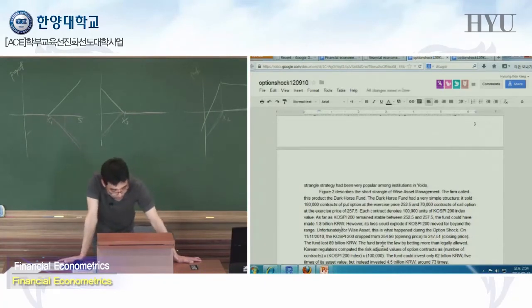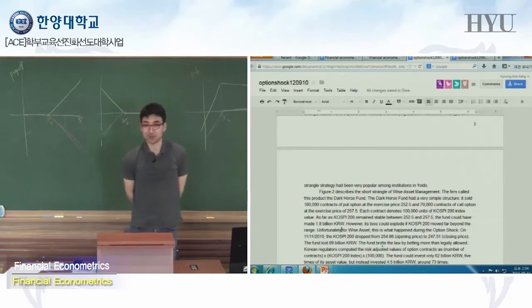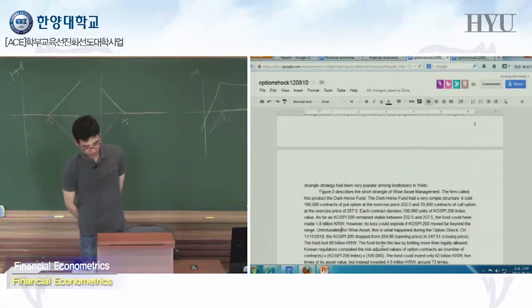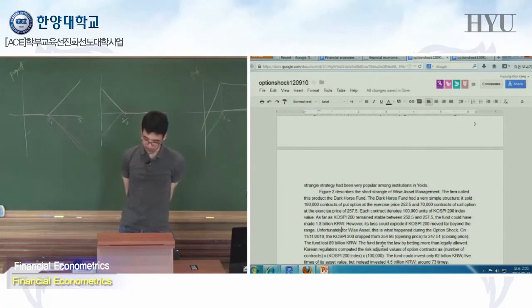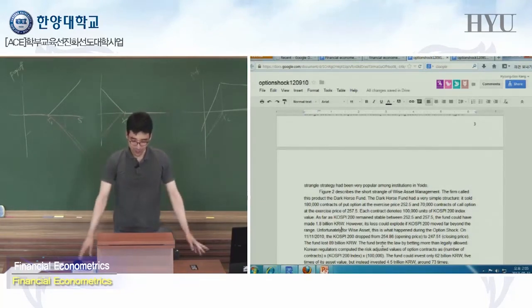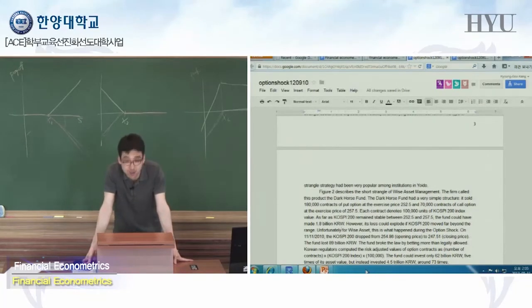And then, unfortunately for large assets, this is exactly what happened during the option shock. On 11/11/2010, the KOSPI 200 dropped from 254.86 opening price to 247.51 closing price, and therefore the fund lost 89 billion Korean won. And the fund broke the law by betting more than legally allowed, as I said.